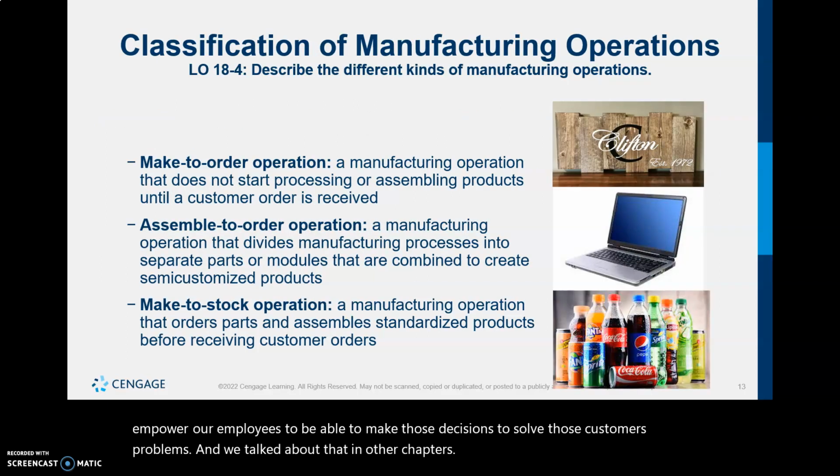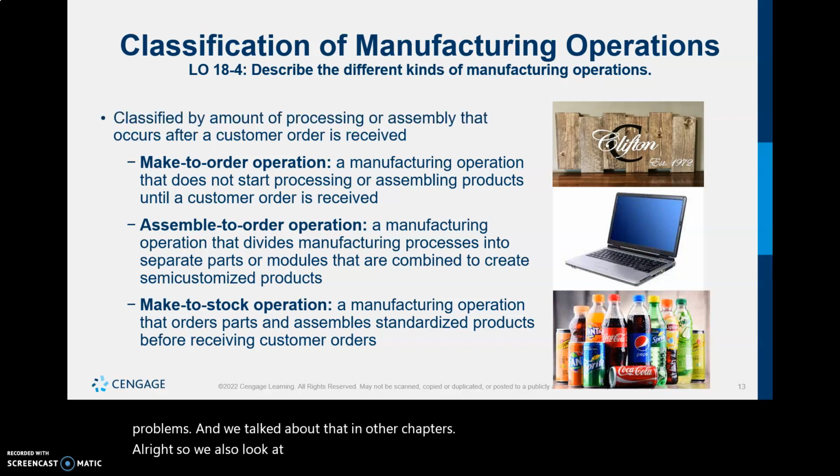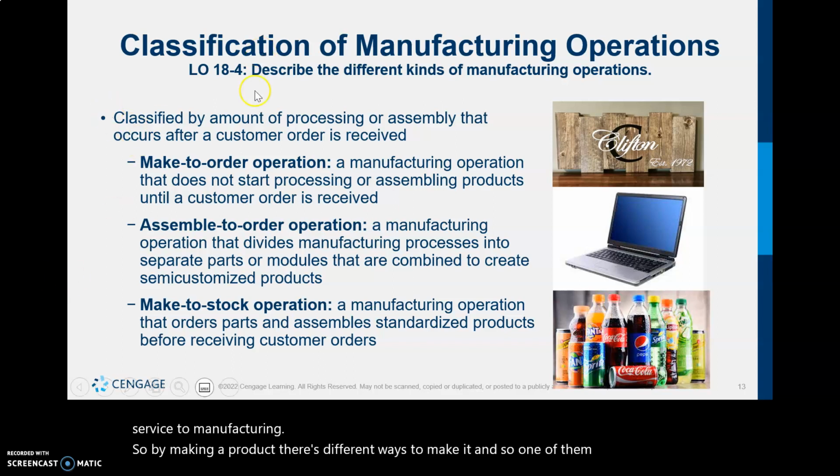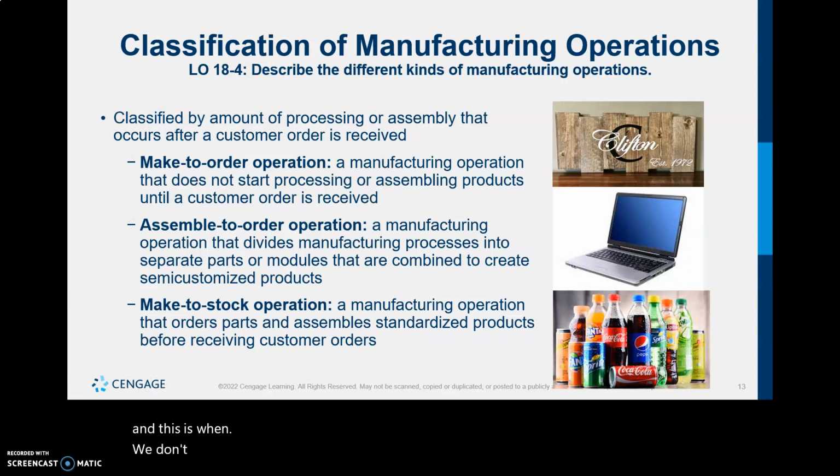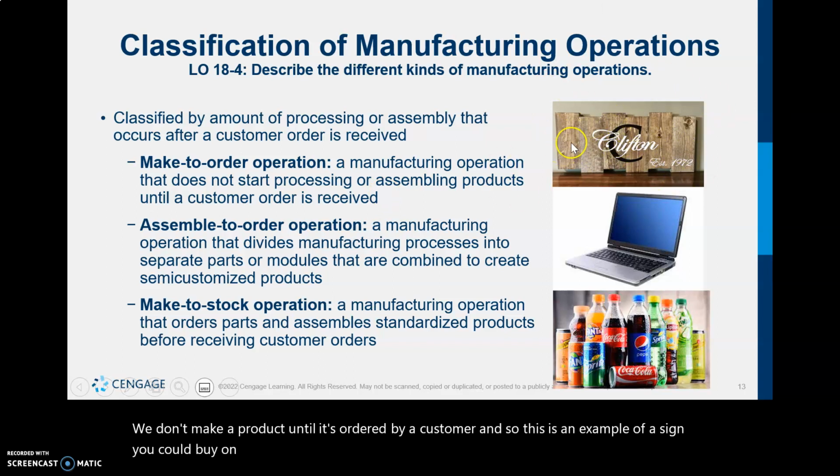All right, so we also look at how do we classify manufacturing. So now we're kind of moving from service to manufacturing. If I'm making a product, there are different ways to make it. One of them is make to order. This is when we don't make a product until it's ordered by a customer. This is an example of a sign you could buy on Etsy that's customized, and they wouldn't make it until somebody had placed that order.